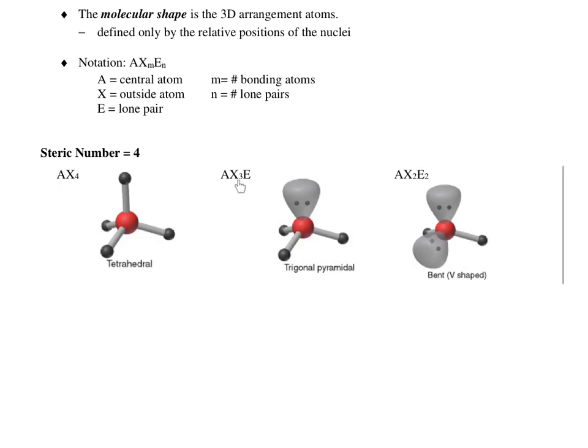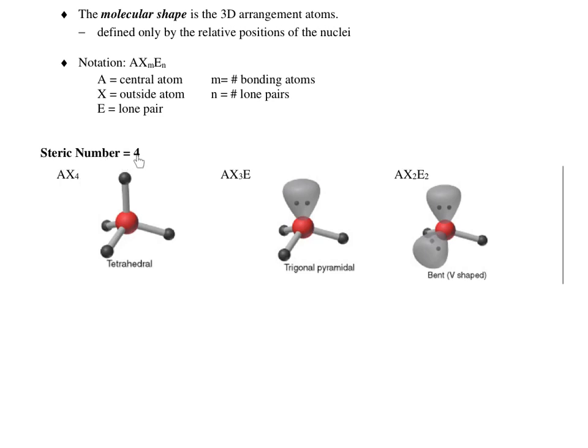AX3E, we have 3 bonding regions and 1 non-bonding region. So we see 3 bonding regions and 1 non-bonding region, which is here represented by a lone pair, a pair of non-bonding electrons. AX2E2 has 2 bonding regions, one's behind here, one's here, and we have 2 lone pairs, or 2 non-bonding regions. Each of these regions counts as a charge cloud.